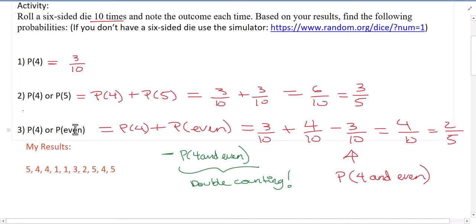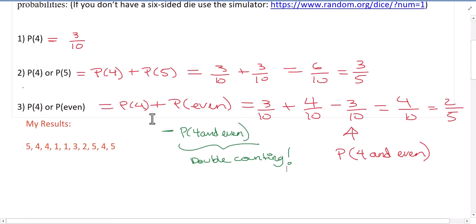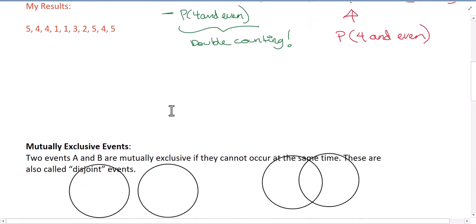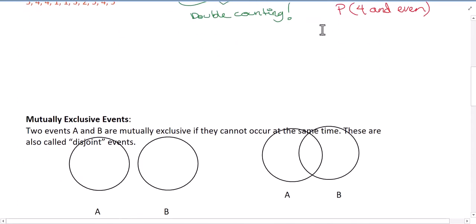Versus the probability of getting 4 and even, well, if you get a 4, that is an even number. If you get a 2, that is an even number. So those are not mutually exclusive. So that brings me to our definition.